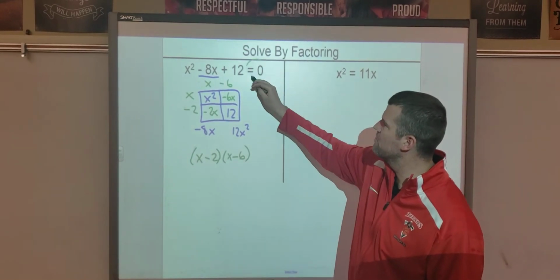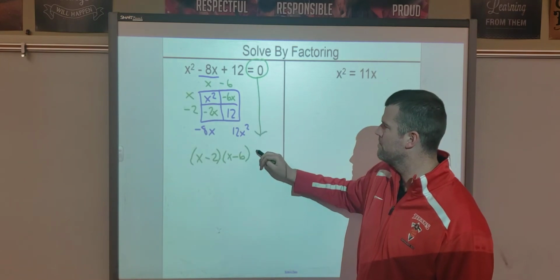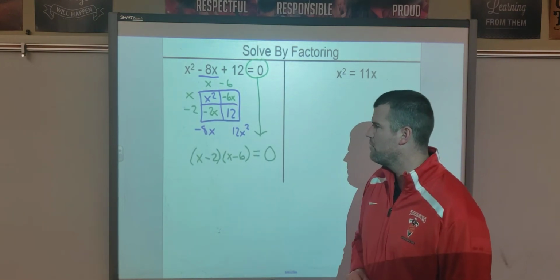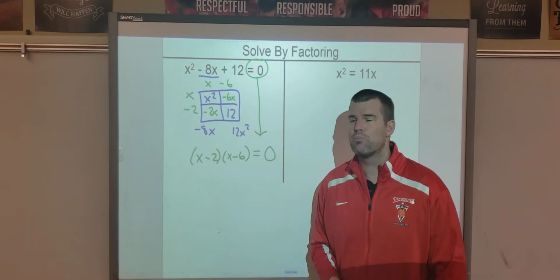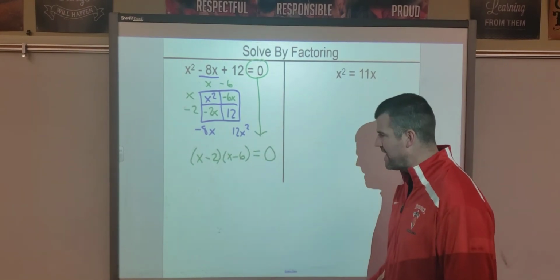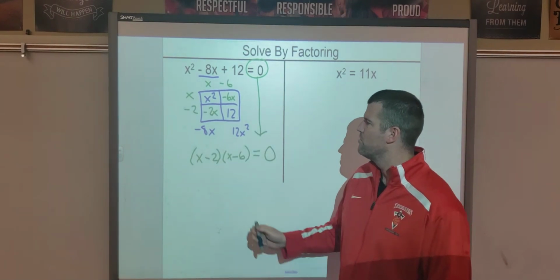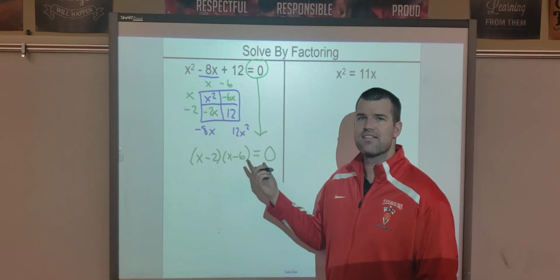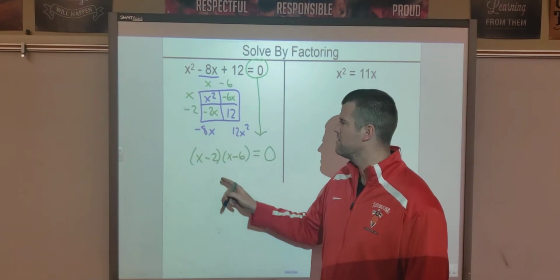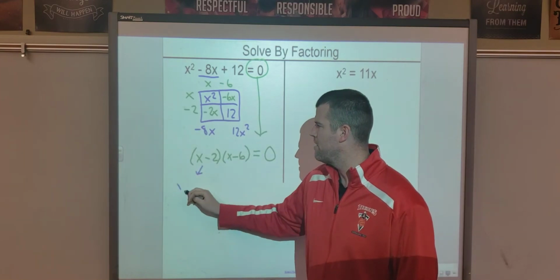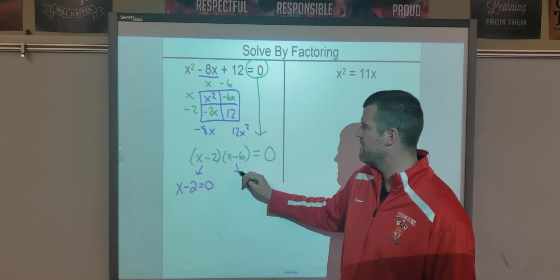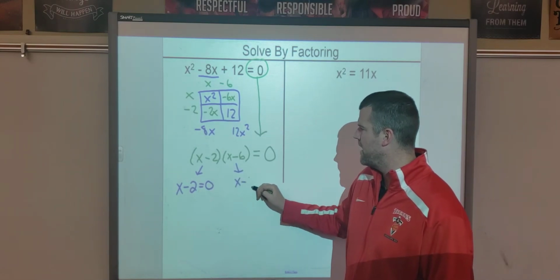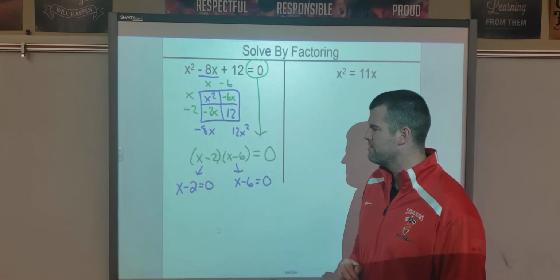So we take this equals 0 part, we bring that down, and now we have what looks like the problems we started with today, which are the ones we used the zero product property on. So that last step, the third step, was to take each factor and set each factor equal to 0. So I'm going to write x minus 2 equals 0. I'm going to take my other factor, and I'm going to also set that one equal to 0.